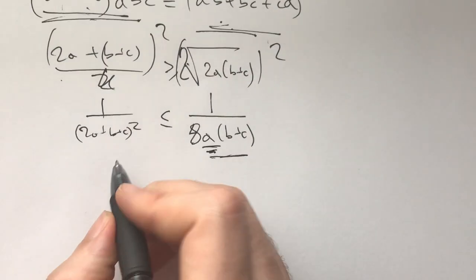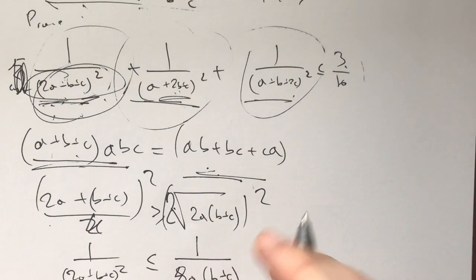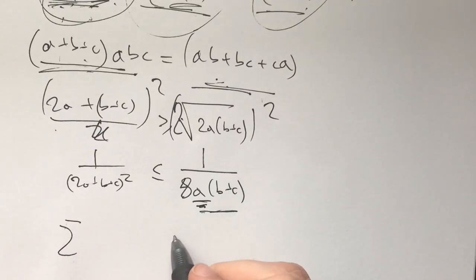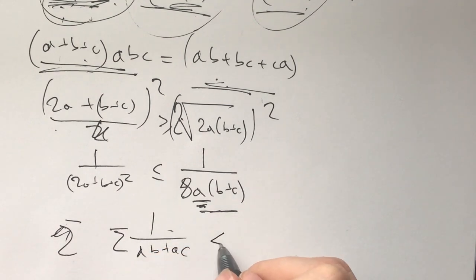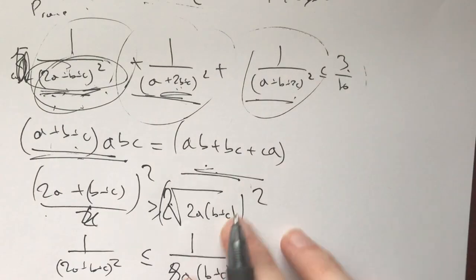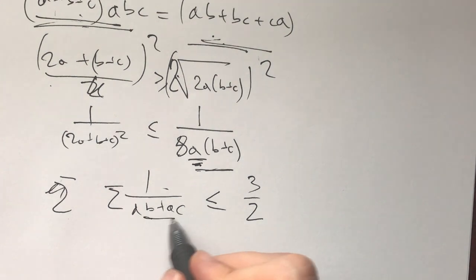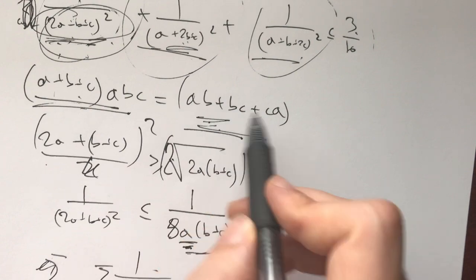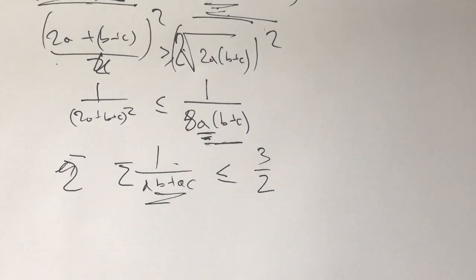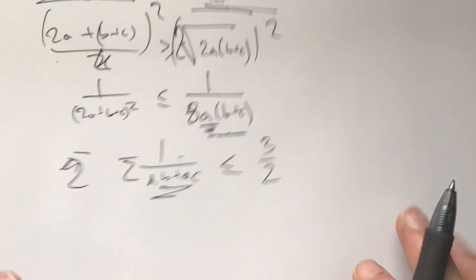Let's check it out. So we'll have this cyclic sum of 1 over 8, 16, so we need to prove that this cyclic sum of 1 over ab plus ac is less than or equal to, when we kill the 8, 3 over 2. Interesting. Could we actually do this? And we still somehow need to use our problem condition, which we haven't used. Interesting. It's not really cyclic, it's almost there.